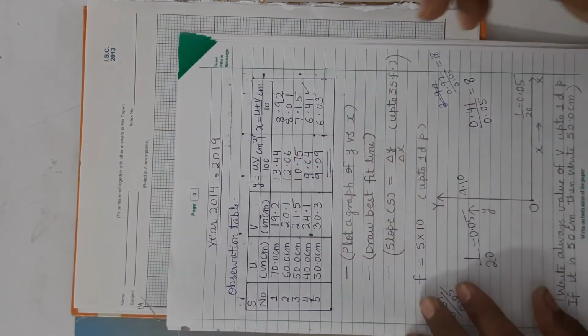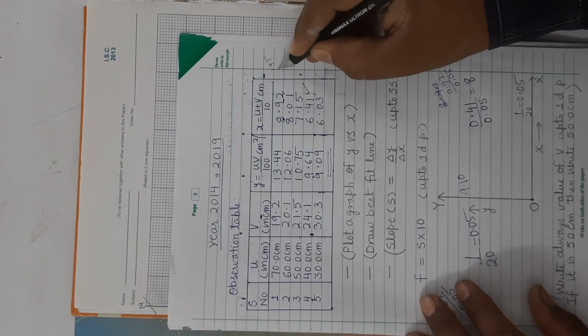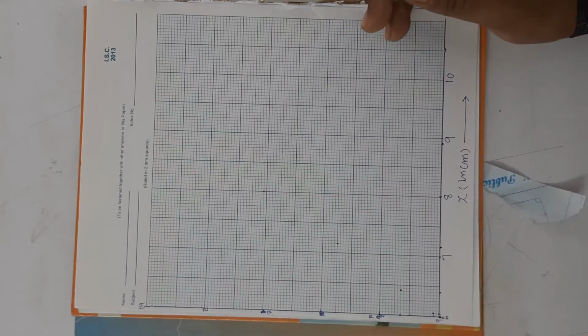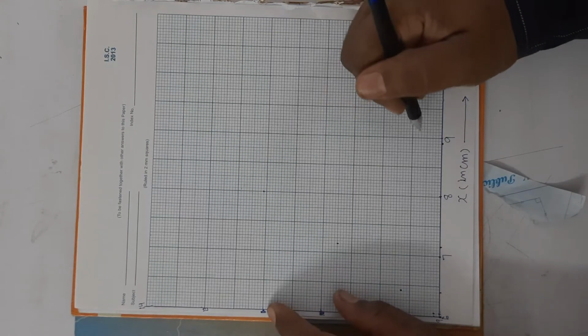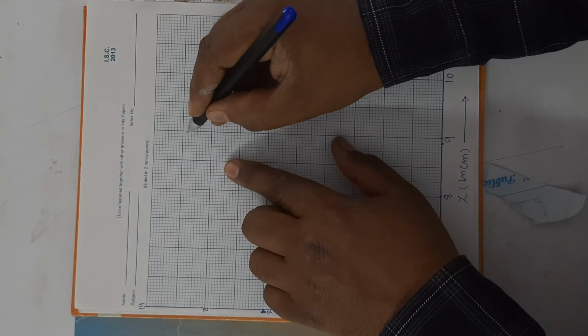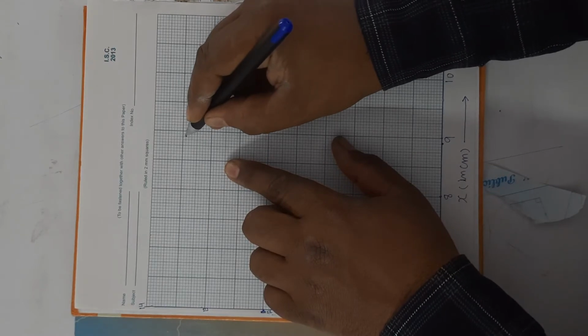And here 13.45. That is 0.45 upon 0.05, that is 9 divisions. After 13, 9 divisions. So you can see here 13 is this and 9 more divisions means this.